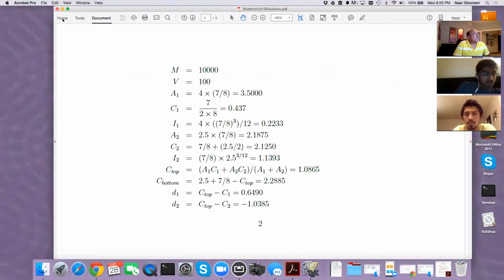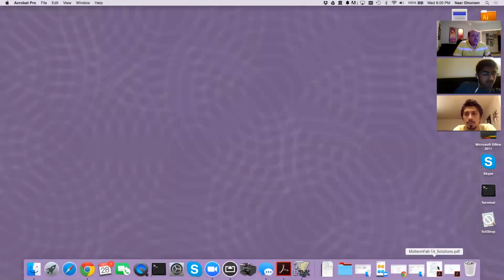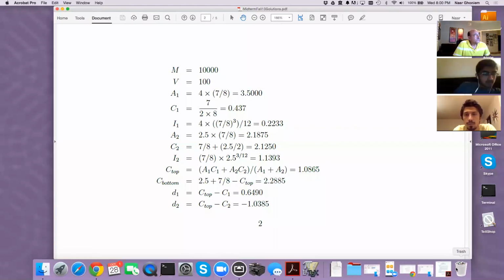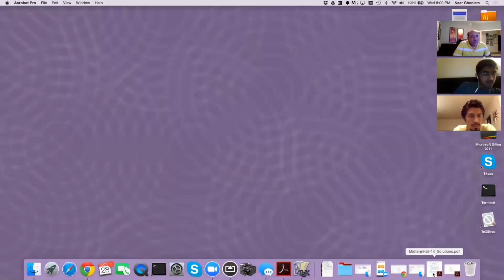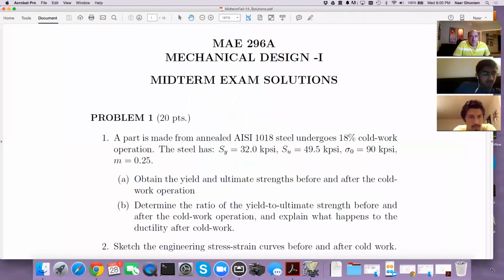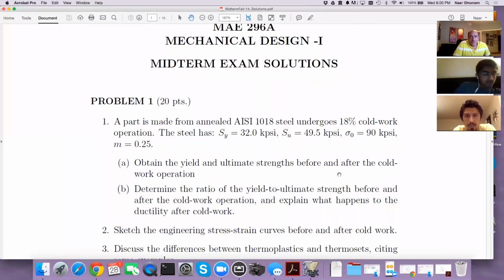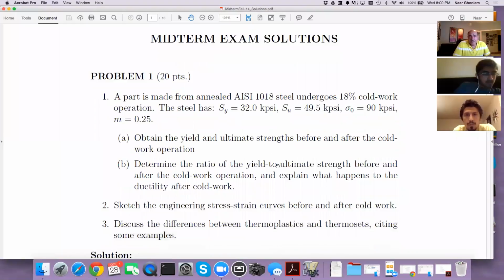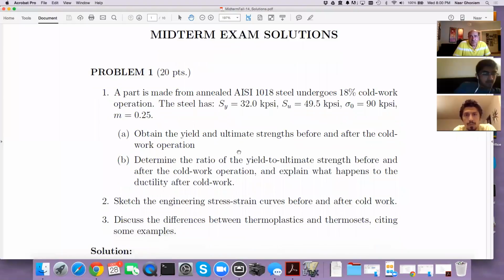So if I look at the other midterm, this is okay, yeah. The second midterm is actually a little bit different. So in here, the first problem is what we did in similar quizzes.